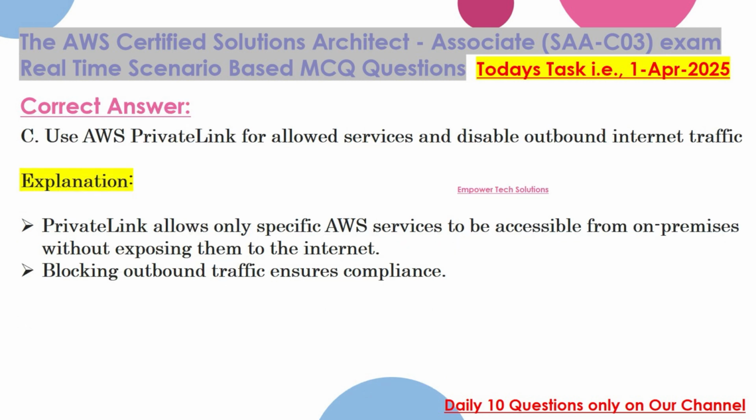Correct answer: C. Use AWS Private Link for allowed services and disable outbound internet traffic. Explanation. Private Link allows only specific AWS services to be accessible from on-premises without exposing them to the internet. Blocking outbound traffic ensures compliance.